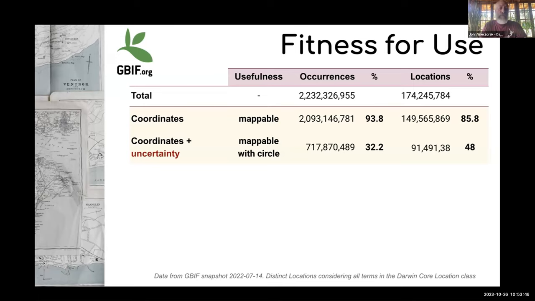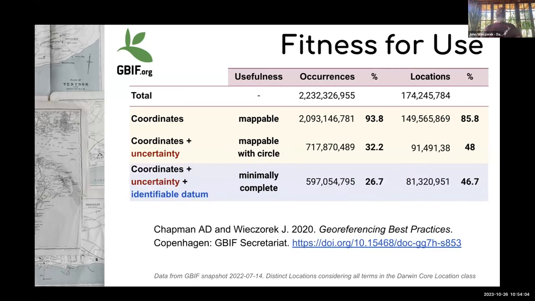So one step further is to provide an uncertainty radius that tells us, well, it's somewhere inside of here. The coordinates are some center of that. So it's mappable with a circle. Now we've reduced our occurrences and our percent of locations drastically. If we go further and try to ask, okay, how much of the content actually follows best practices, a minimum best practice georeference that includes the coordinates and the uncertainty and an identifiable datum that actually allows you to put that point on a map without making a guess. And we reduce that even further. Not so much the distinct locations, that's interesting, but definitely in terms of the percentage of occurrences.